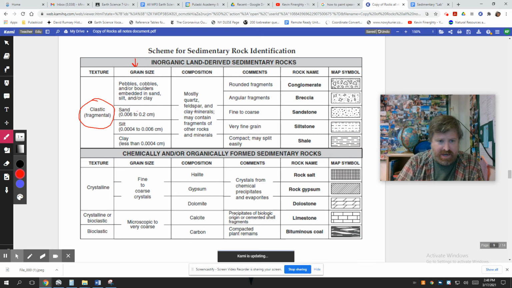So you got sand making sandstone. You got silt making siltstone. You got clay making shale, not claystone, unfortunately. And then you got this guy here. This is a little confusing.